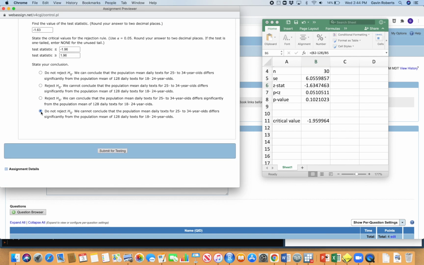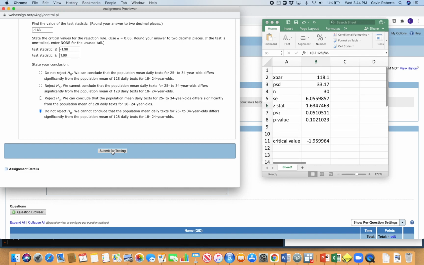Okay, state our conclusion. It's the same as the conclusion above. You should always get the same conclusion from the p-value approach and the critical value approach. If for some reason you get a different conclusion, something has gone wrong in the math in the problem. So now we cross our fingers and pray.